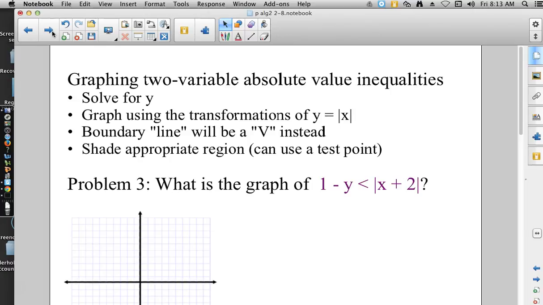Just pick a point that's not on your V and test it out. Does it make the inequality true? Then that's where you shade. If it doesn't, shade the other way. That's how it works.